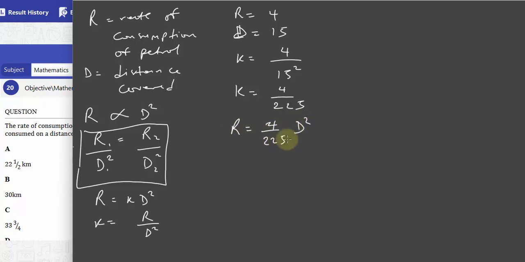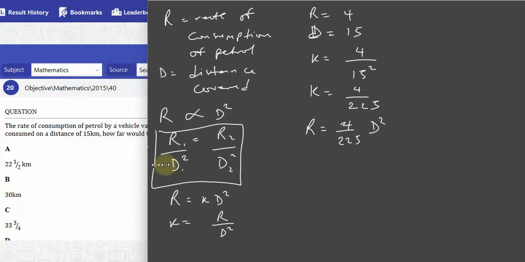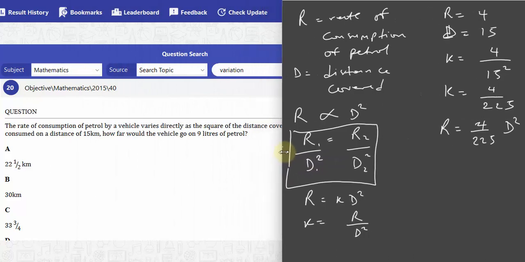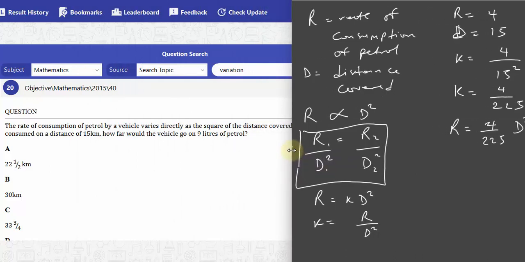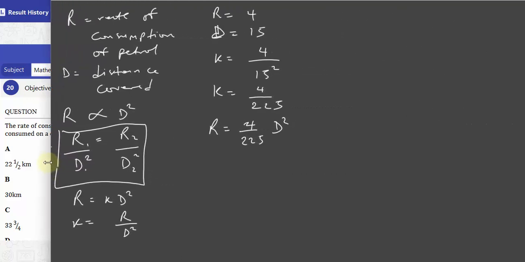Okay, the next thing we are told is this: how far will the vehicle go on 9 liters of petrol? So if you have 9 liters of petrol, how far will the car go? So given that R, which is the rate of consumption of petrol, is 9, what distance are we going to get?